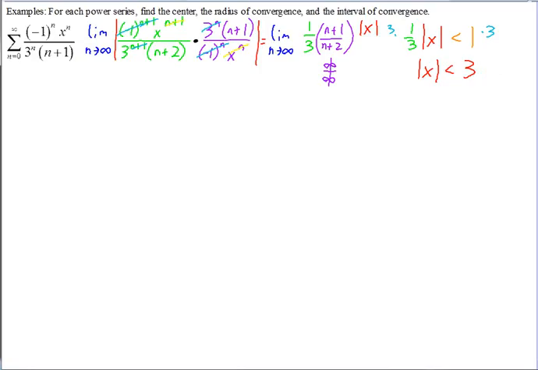So that would mean negative 3 less than x, which is less than 3. So there's our interval, but again, we need to know, since the ratio test doesn't tell us when it's equal to 1, at 3 and negative 3, does it converge or diverge? So let's go back to the original series. Let's substitute in 3 first.